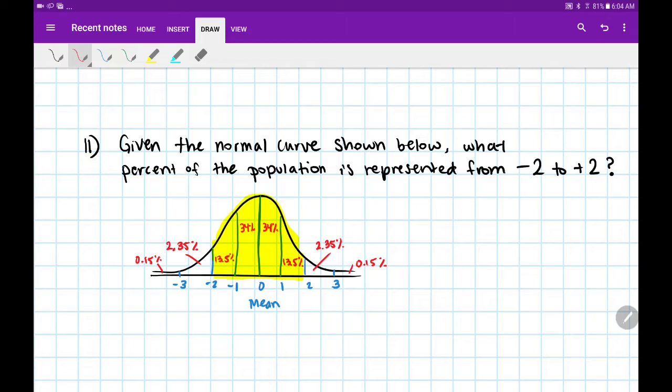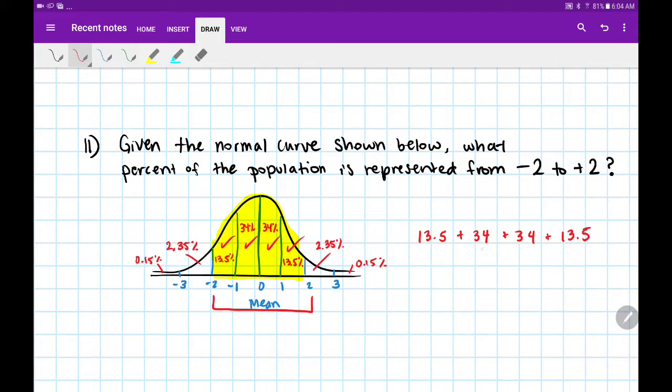So the percent of the population represented from here to here is going to be found by simply adding up these 4 regions that make up our shaded area. So let's do the math. We need to add up 13.5% plus 34% plus 34% again plus 13.5 again.